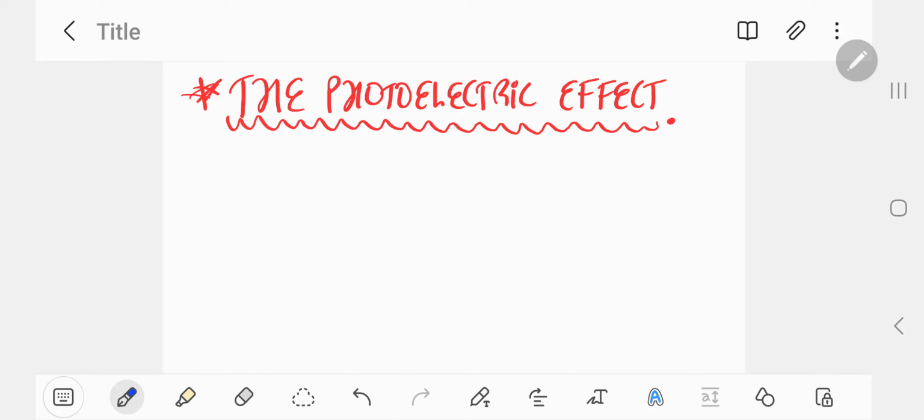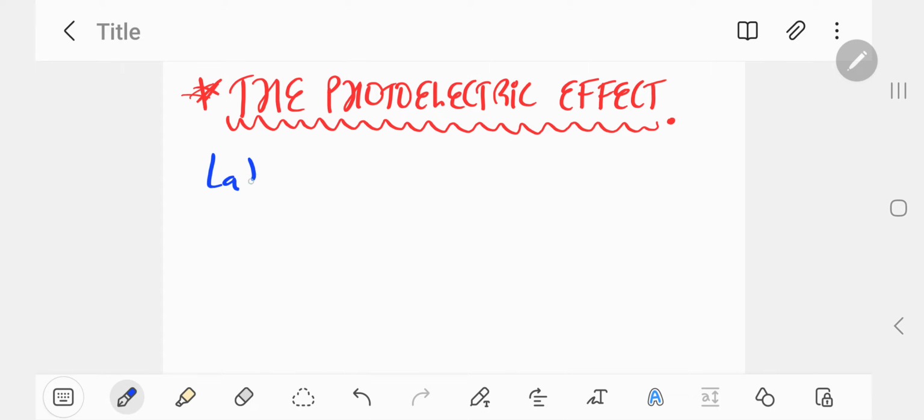The photoelectric effect. This is a concept that's part of Module 7, The Nature of Light, as part of the HSC physics course. And this is a concept which lots of students find often confusing, often cloudy. I'm going to try and make it as easy to digest as possible.